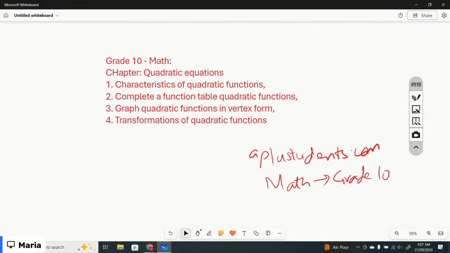There you can find a list of the chapters. You can start with the chapter quadratic equations. The lessons we can talk about today are characteristics of quadratic equations, complete a function table for quadratic functions, graph quadratic functions in vertex form, and transformations of quadratic functions.